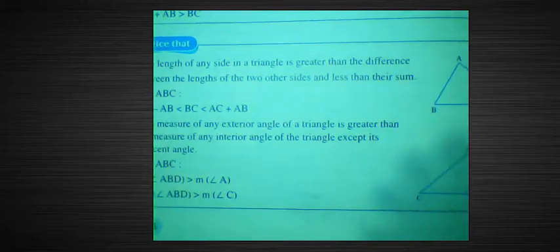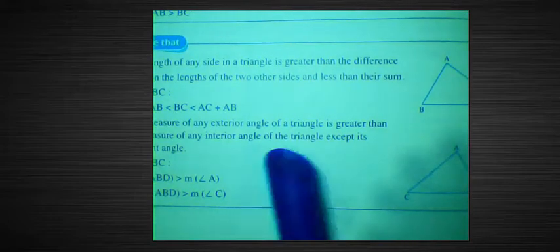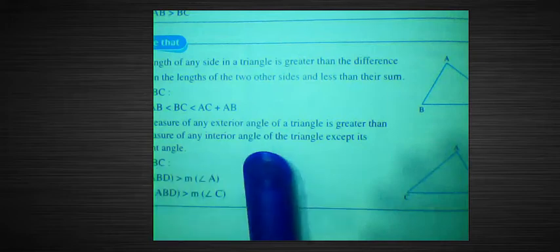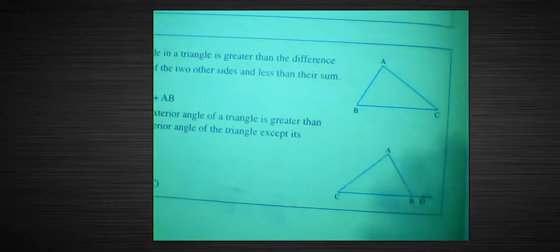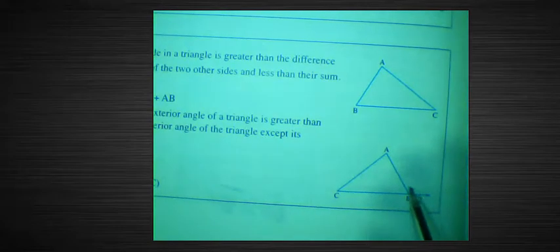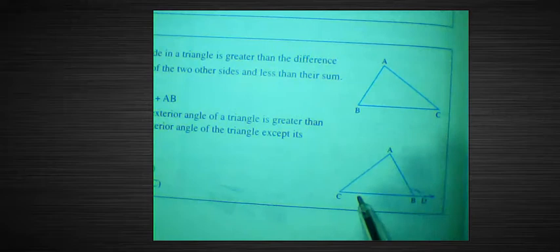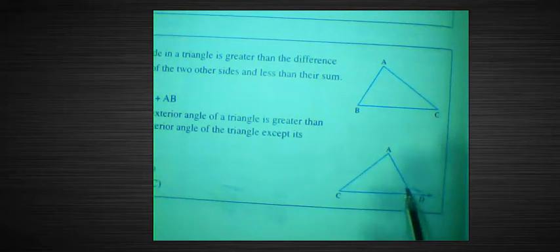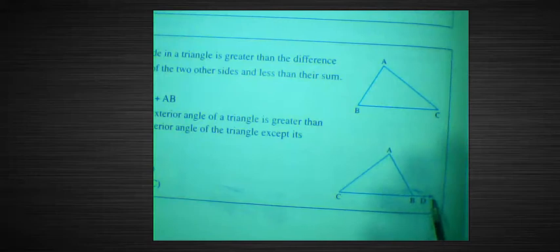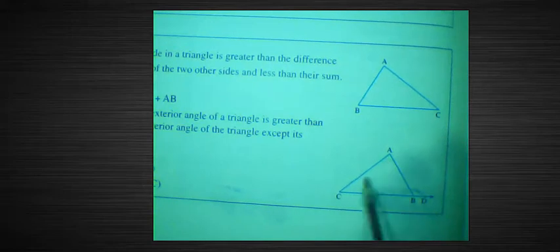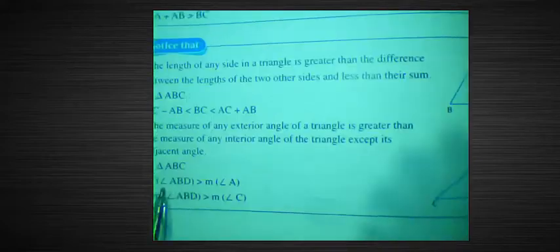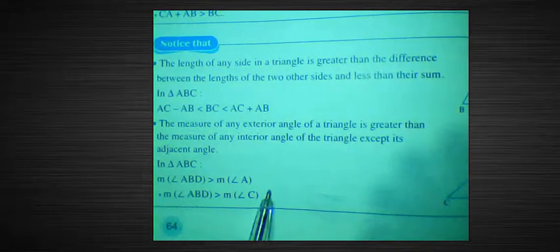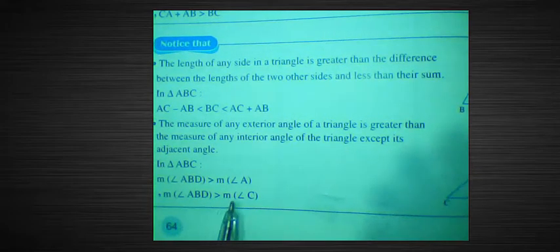طيب the measure of any exterior angle of a triangle is greater than the measure of any interior angle of the triangle except its adjacent angle. نتكلم المرة دي يا أولاد زي إيه، the measure of an exterior angle. دايما ال exterior angle ده بيكون greater than the measure of any interior angle of the triangle except ما عدا its adjacent. يبقى دايما measure of angle ABD more than the measure of A and the measure of C، except its adjacent اللي هي ABC. يبقى لاحظوا measure of angle ABD more than measure of angle A and measure of angle ABD more than measure of angle C.